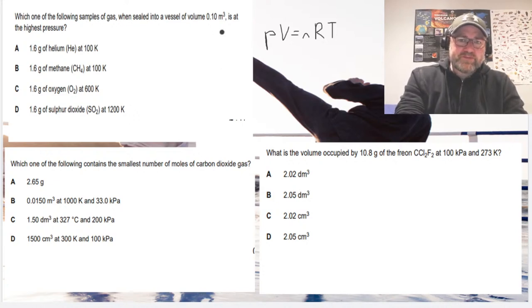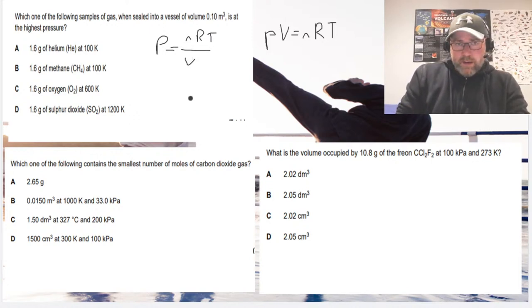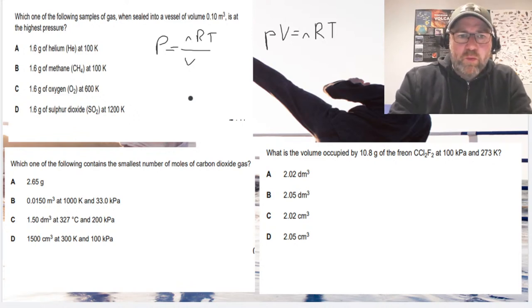Right, let's have a look at this one. What we've got to do is, as fast as we can, work out which one of these would be at the highest pressure. Well, we've got 1.6 grams of each, so you could do the long way of going through each one: moles, blah, blah, blah. So we rearrange this to find the pressure, so it's nRT over V. And then we want to find out which one's the highest pressure. We know the volume is 0.1, so we've got 1.6 grams of helium. The MR is 4, so we've got 0.4, times 8.31. What's the temperature? 100.